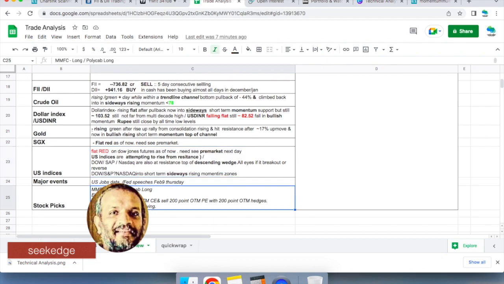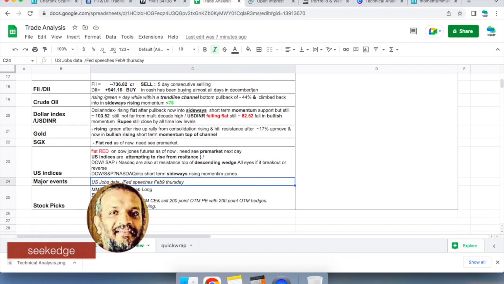So major events are the US jobs data, and some Fed chair and Fed speeches are coming next week. So market volatility, FII selling and all that could intensify, by selling or buying, depending on the outcome of those events. So we'll keep a close watch. Feb 9th, Thursday, Friday also, Feb 10th. Keep a close watch this week.